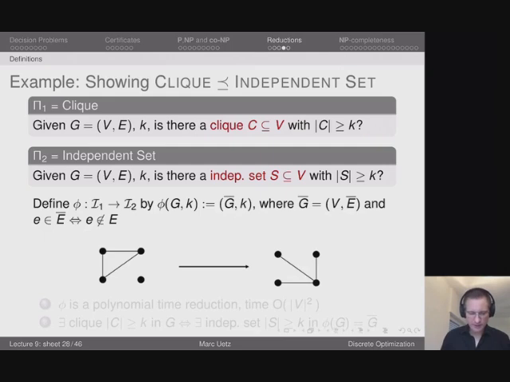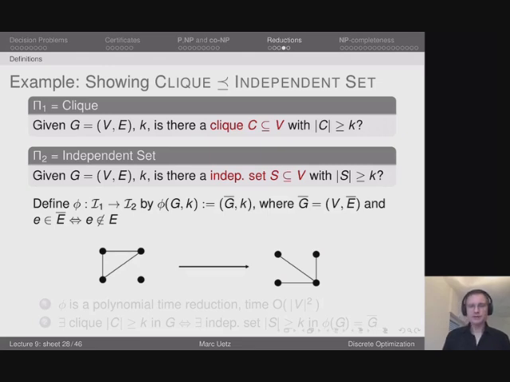So here we define the mapping quite easily by just mapping the graph, the instance of the clique problem, to an instance of the independent set problem that is also a graph, and we just map the graph to its complement graph, which has all the non-edges of the original graph, okay? And by doing that, you will see immediately that the clique in the original graph is exactly mapped to an independent set in the image, right?